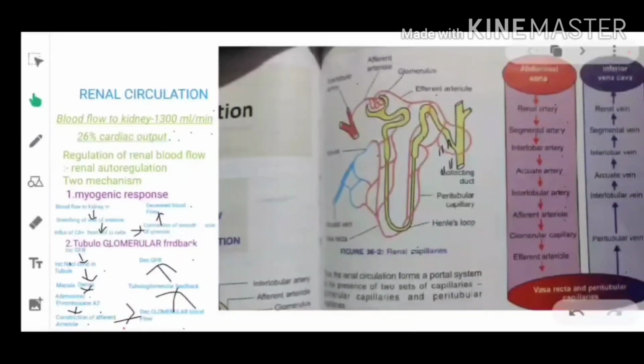According to this feedback, if there is an increase in GFR, this will lead to an increase in NaCl concentration in the tubule, after which the macula densa gets stimulated and it secretes adenosine and thromboxane A2. And due to the release of thromboxane and adenosine, contraction of the afferent arteriole takes place. This leads to a decrease in glomerular blood flow, and then this tubuloglomerular feedback leads to a decrease in GFR. Okay. So these are the two mechanisms of how the kidney regulates the renal blood flow.